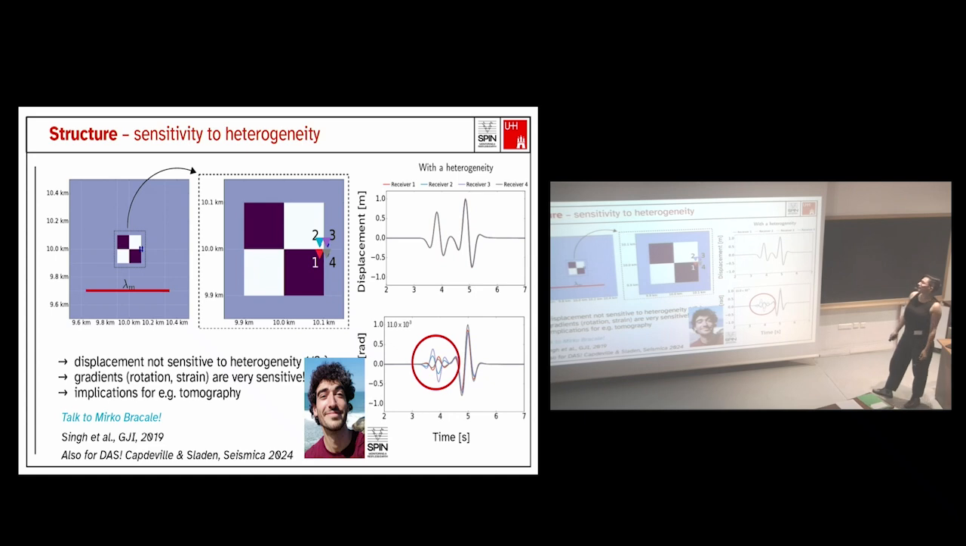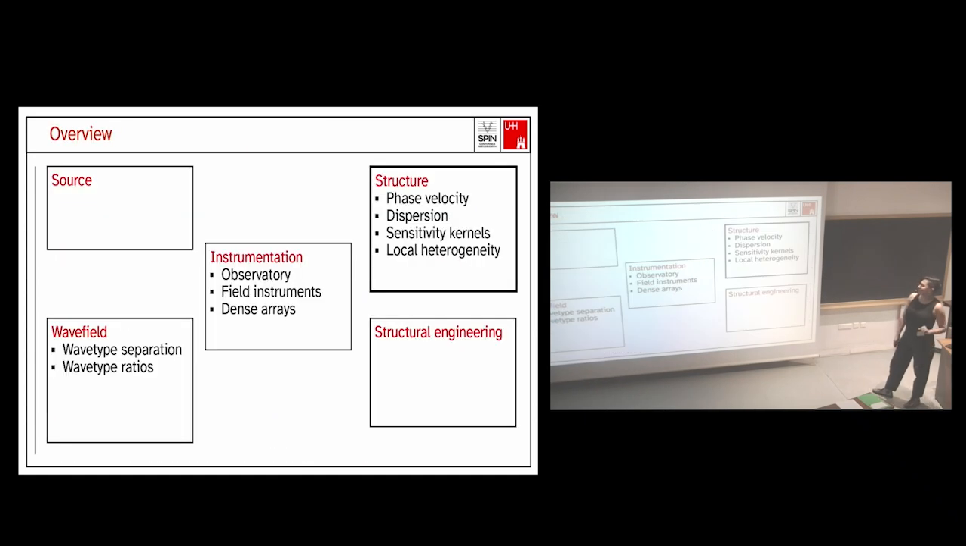All right. So that's about structure. We saw that we can get the phase velocity pretty easily from amplitude ratio, dispersion curves. We've seen what the sensitivity kernels for that observable look like, and we've seen that we can be really sensitive to local heterogeneity.